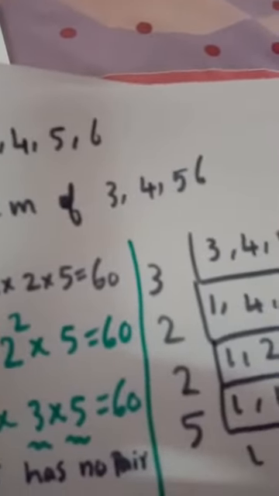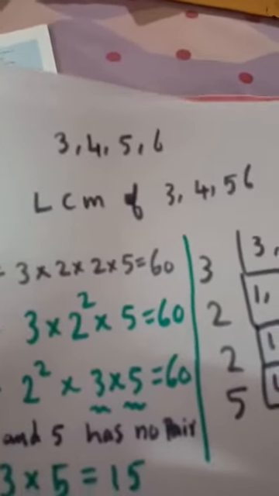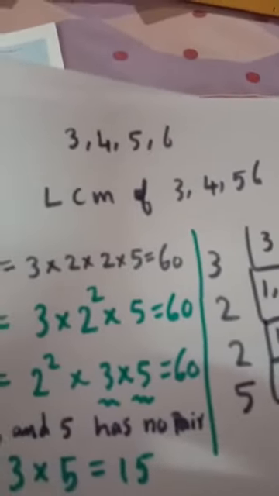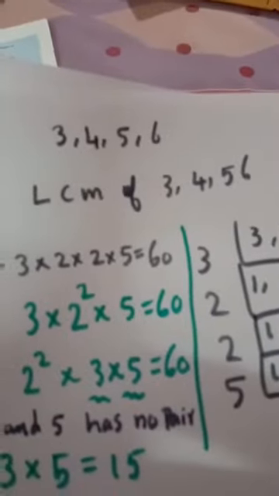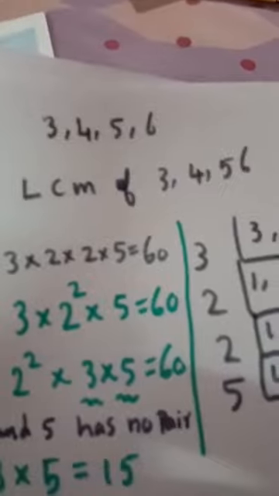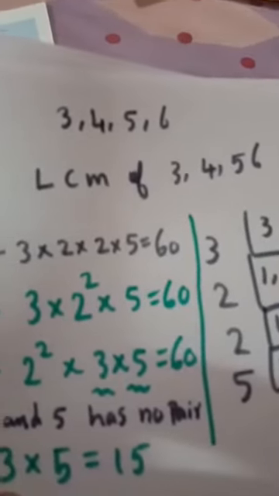Now 11th question's answer is in the text itself, but I will explain that one. Find the smallest perfect square divisible by 3, 4, 5 and 6. Smallest perfect square divisible by 3, 4, 5, 6 means which is the number? It should be a perfect square, divisible by 3, 4, 5 and 6 together. Which is that smallest perfect square?